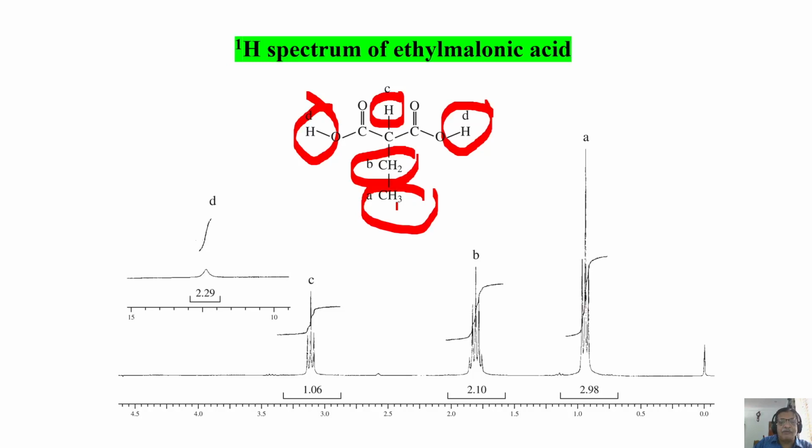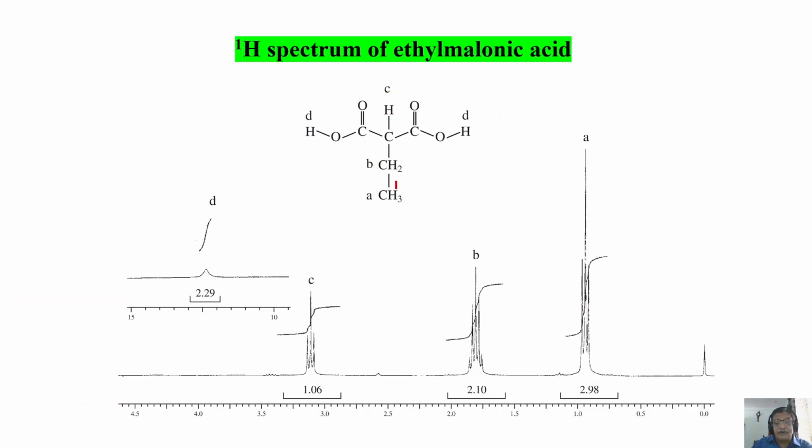This CH3 group and CH2 group, very common. We have been analyzing this for quite some time. What is happening in this case? CH3 and CH2 are present. This is a CH3 group which is split into a triplet because of this CH2. But what is happening to the CH2? This is split into a quartet because of CH3.